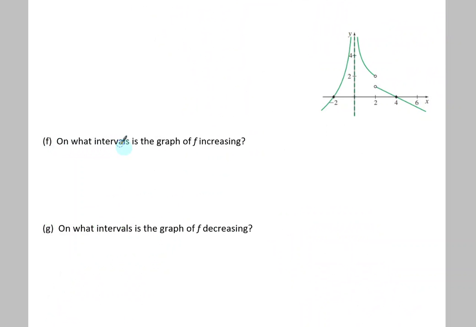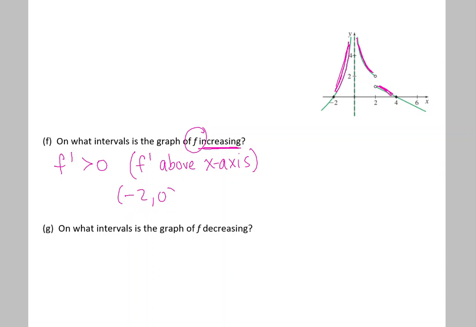F. On what intervals is the graph of f increasing? Again, the graph of f increasing is when the function's derivative is positive. Now we're looking at the graph of the function's derivative f prime, so we want to think this is where f prime is above the x-axis. Where does that happen? In this section of the graph, in this section of the graph, in this section of the graph. So everywhere from -2 to 0, there's a break in the graph there, and then from 0 to 4.